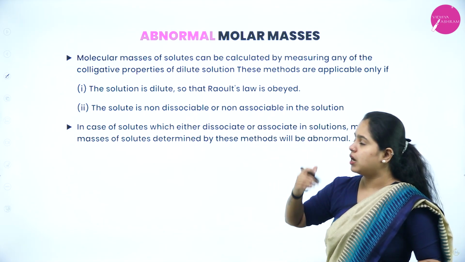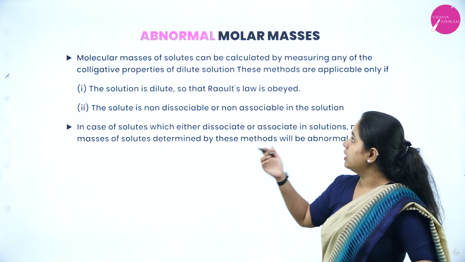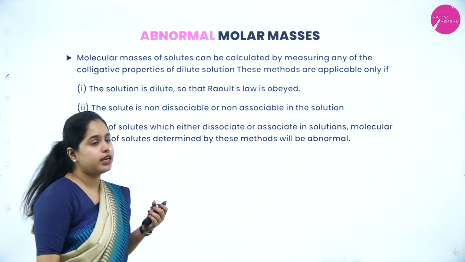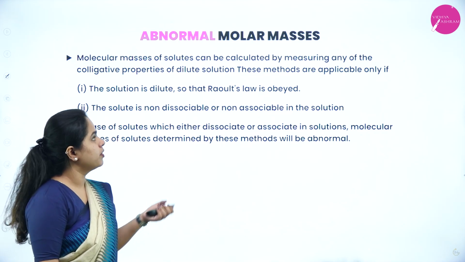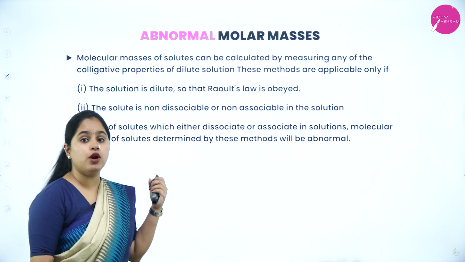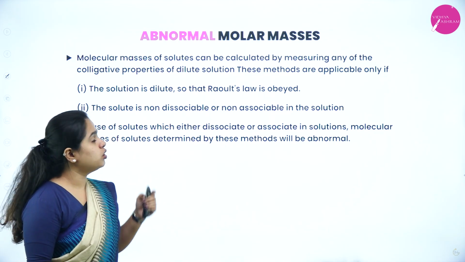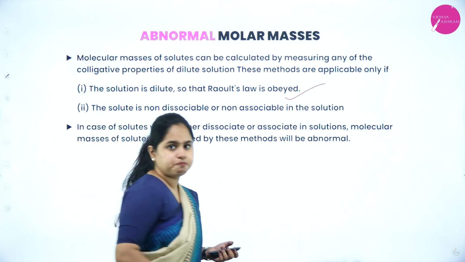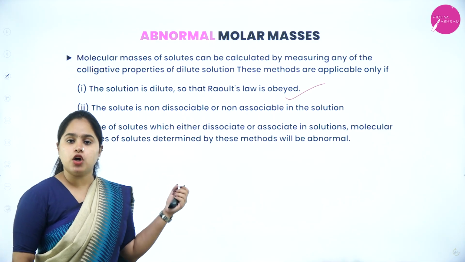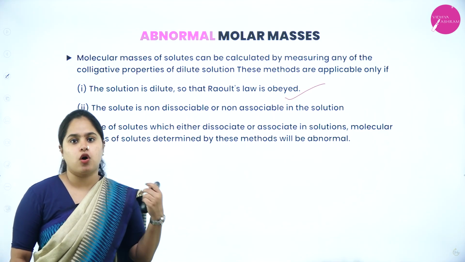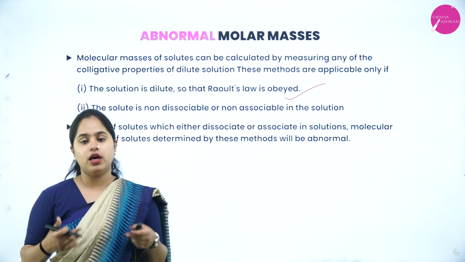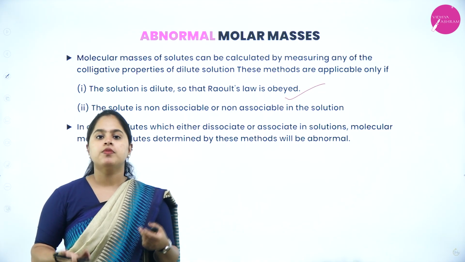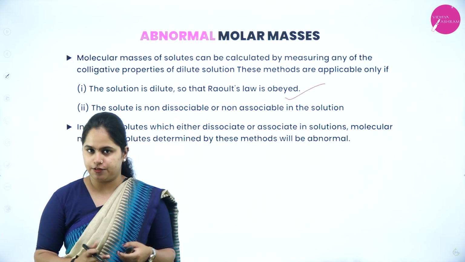So the molecular masses of the solutes can be calculated by measuring any of the colligative properties of dilute solution, and these methods are applicable only if the solution is dilute so that Raoult's law is obeyed. So we are talking about molar masses of the solute. How do we calculate it? It is through the various colligative properties that we discussed.